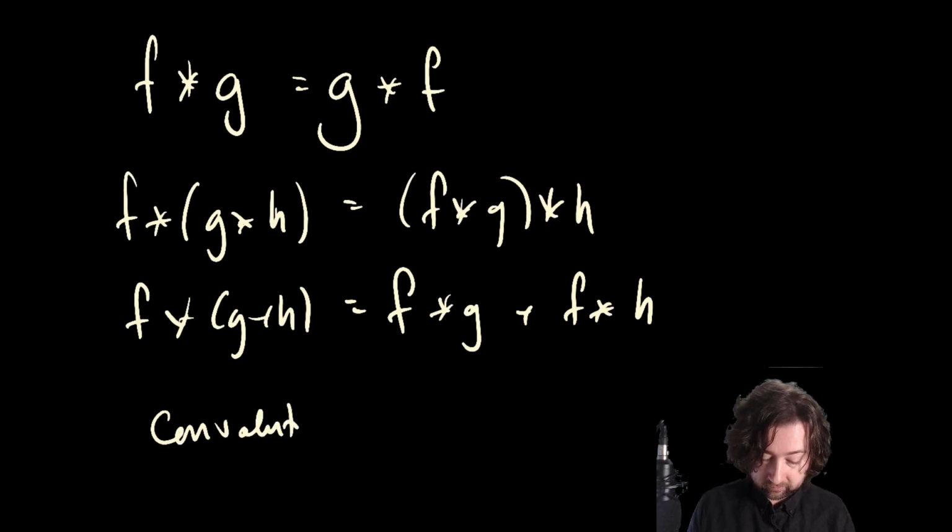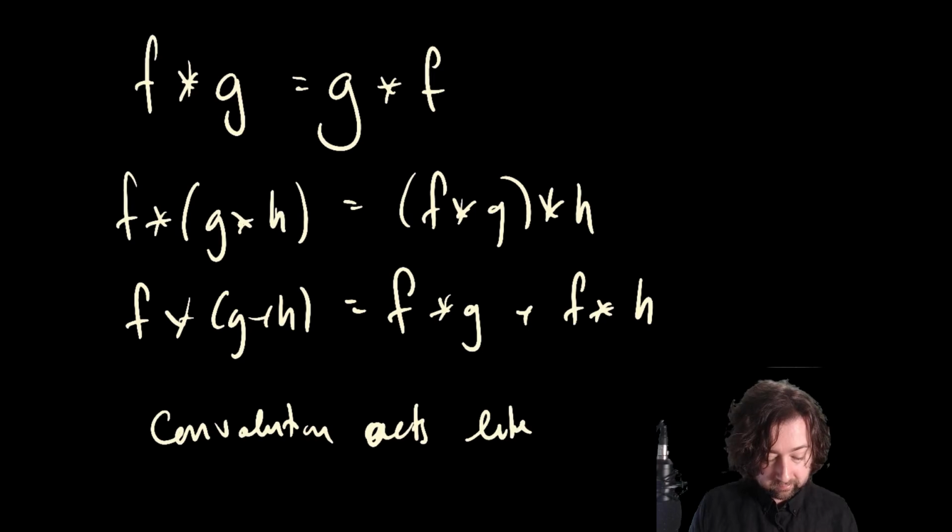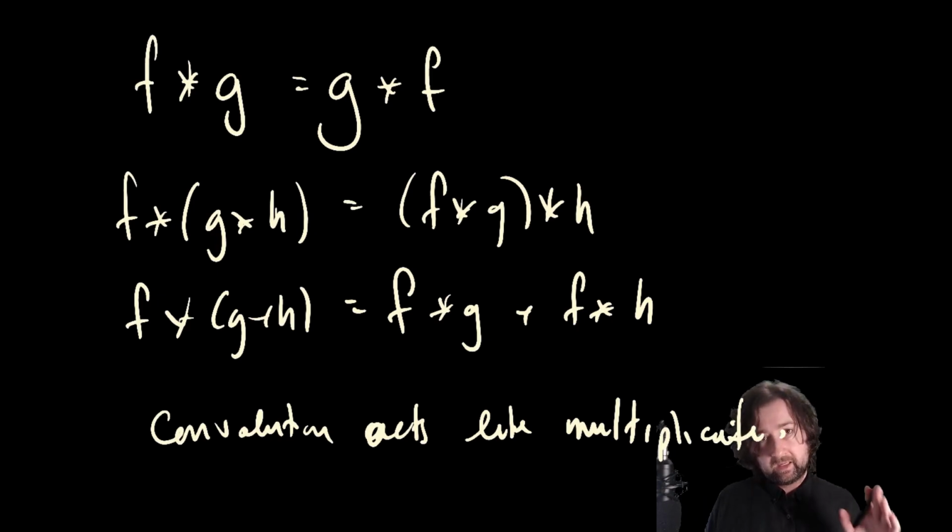Convolution acts like multiplication. Okay? And that's basically the role that it plays. It's the special sort of multiplication that comes out from rearranging integral formulas.